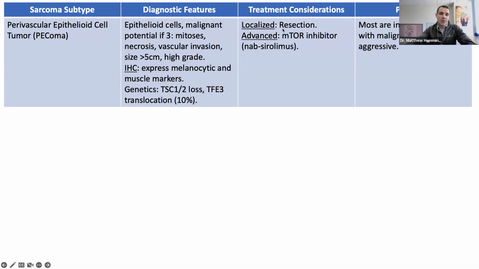For treatment, most PEComas that are not malignant are cured by resection. For advanced disease, we treat with an mTOR inhibitor, a class of therapies that targets the loss of TSC1 and 2 in this disease. And there is one therapy that's specifically approved for malignant PEComa, and that's nab-sirolimus, which is an mTOR inhibitor. And as I mentioned, most PEComas are indolent and can be cured surgically, but a subset do have malignant potential, and that's highlighted by these risk factors here, and can be aggressive.